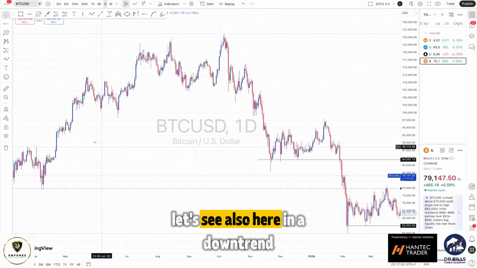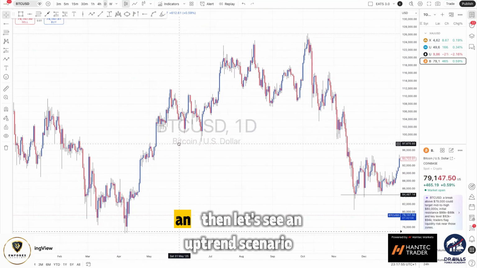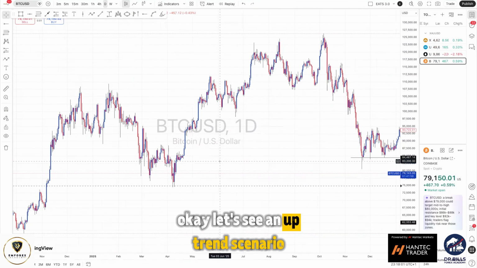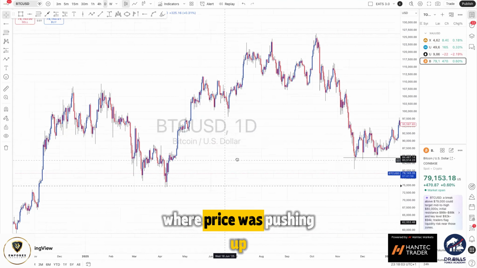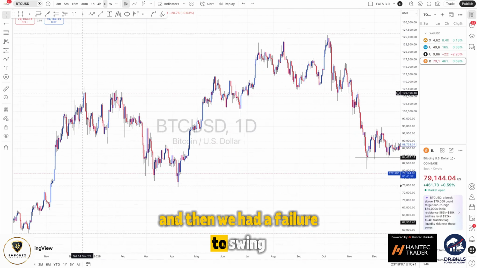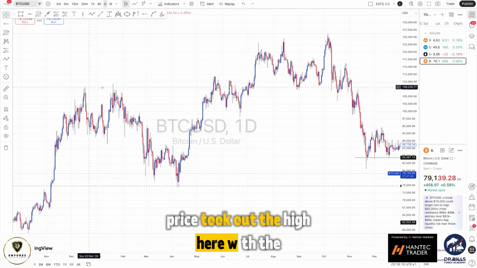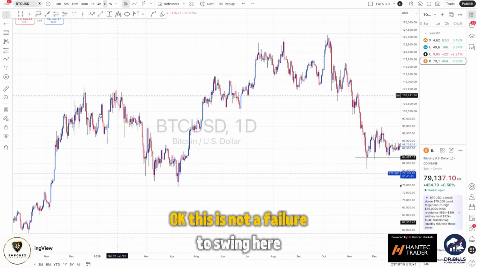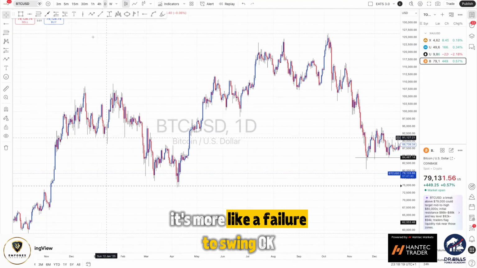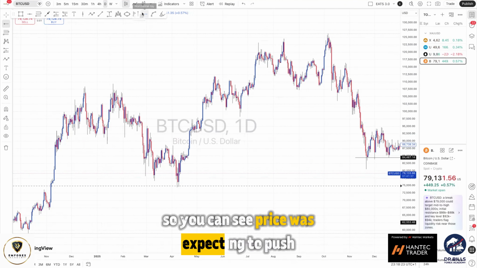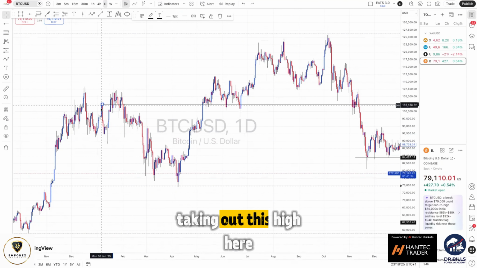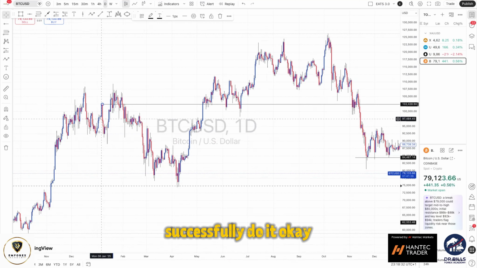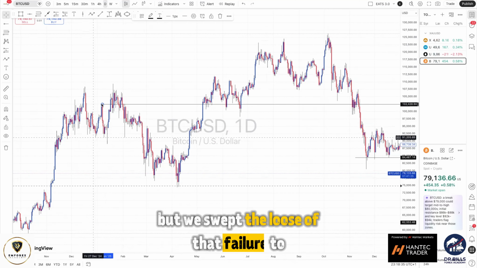Let's see also here in a downtrend, and then let's see an uptrend scenario, where price was pushing up and then we had a failure to swing. Price was expecting to push up, taking out this high here, but what happened? It didn't successfully do it. But we swept the lows of that failure to swing.